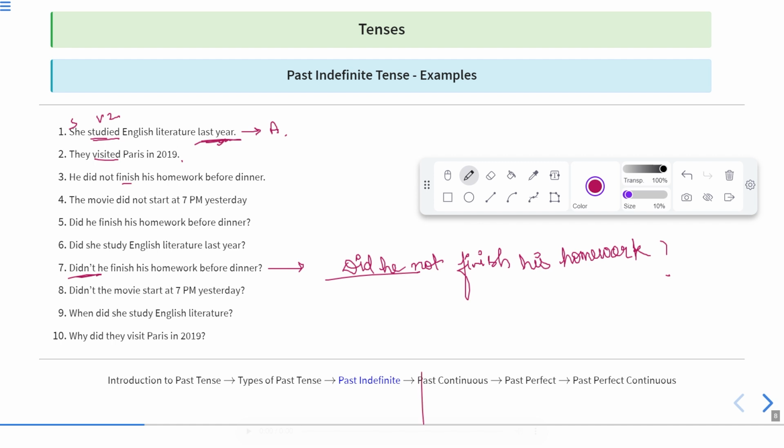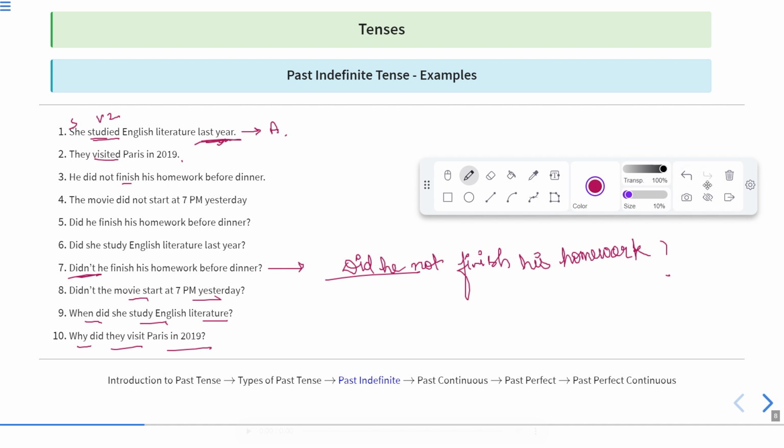So as we write is not, isn't; was not, wasn't; were not, weren't; are not, aren't, here we can write did not as didn't. One more thing is there: am not is always written as aren't, not amn't. Now, didn't the movie start at 7 p.m. yesterday? When did she study English literature? Why did they visit Paris in 2019? So these are the sentences of past indefinite tense.